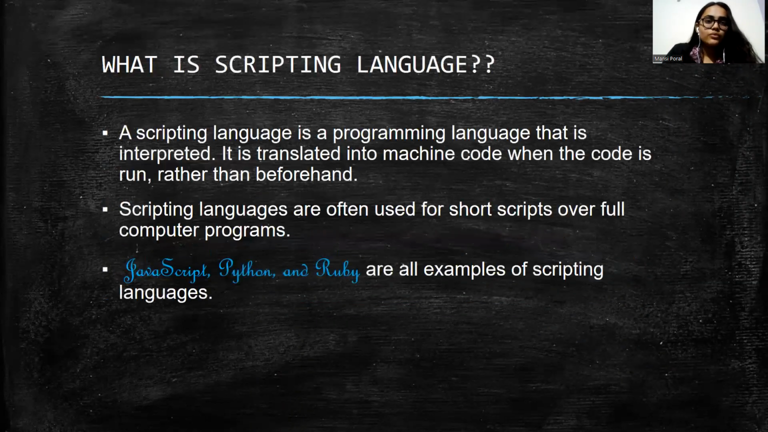So we'll start with what is scripting language. A scripting language is basically a programming language that is interpreted. It is translated into machine code when the code is run rather than beforehand. Scripting languages are often used for short scripts over full computer programs. JavaScript, Python, Ruby are some of the examples of scripting language.